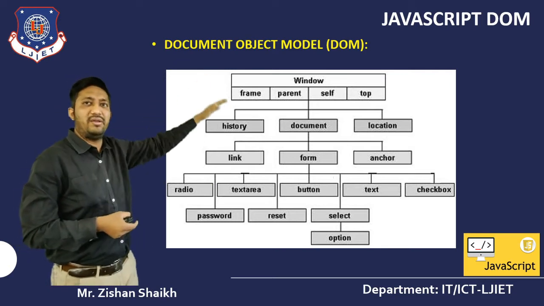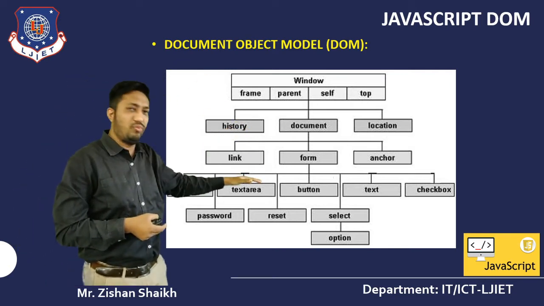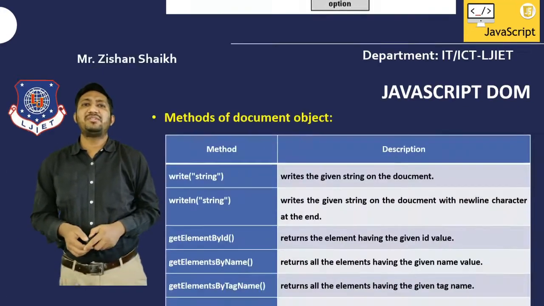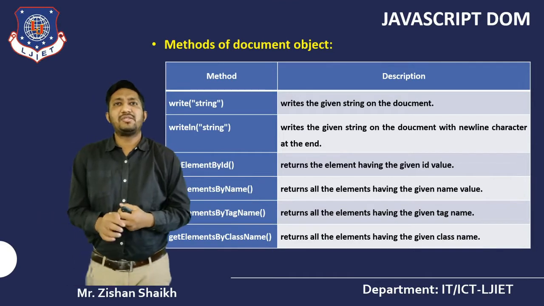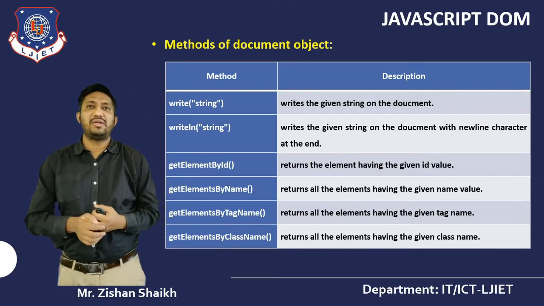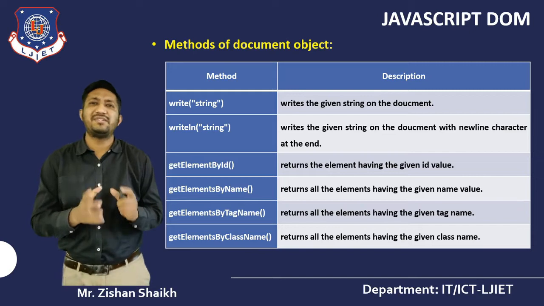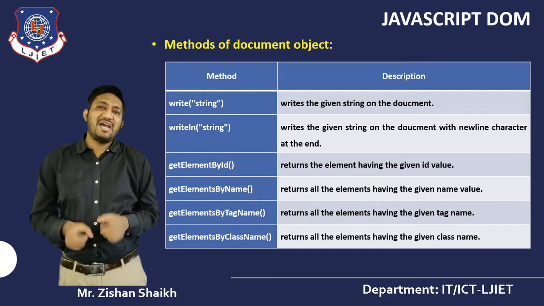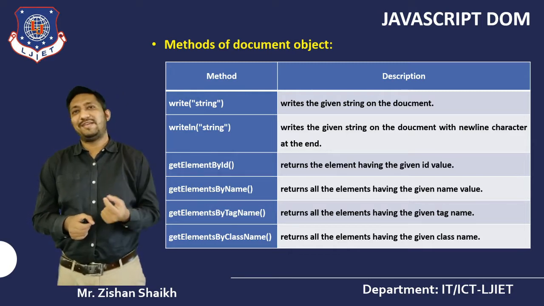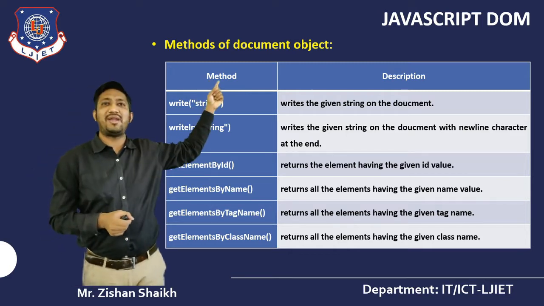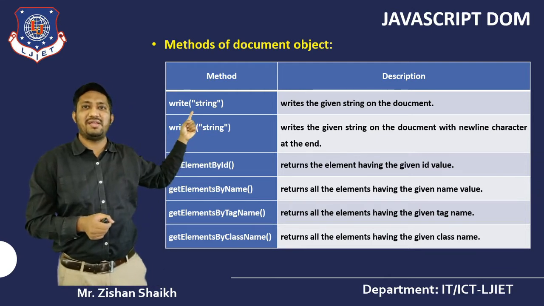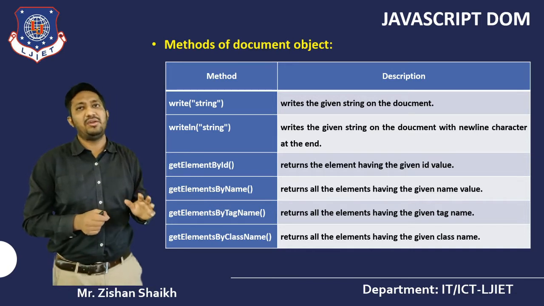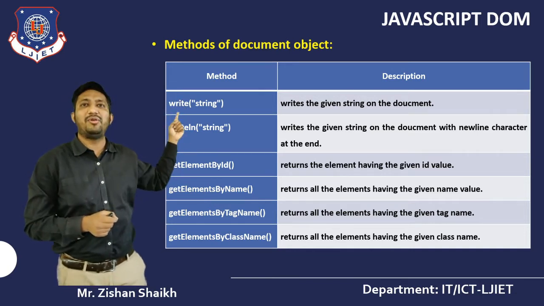Window is on the top, then document is useful, then in document, forms and a number of elements are there. Now we are understanding the number of methods for the document object that will be useful. If you want to write something on your screen, on your browser using JavaScript, you must use one basic method. Which method? Document.write. In a basic JavaScript program, if you want to print something, you can use document.write.